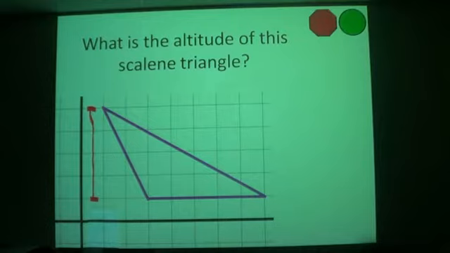Okay, turns out no math is needed for you to make this calculation. You simply count. 1, 2, 3, 4. The altitude is 4 units, whatever they are.